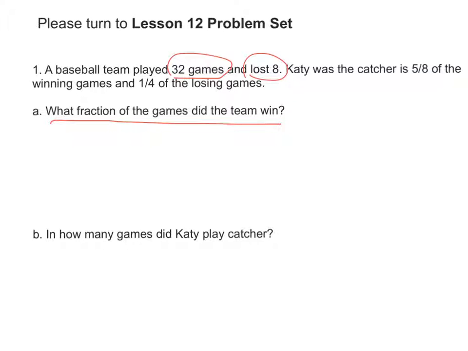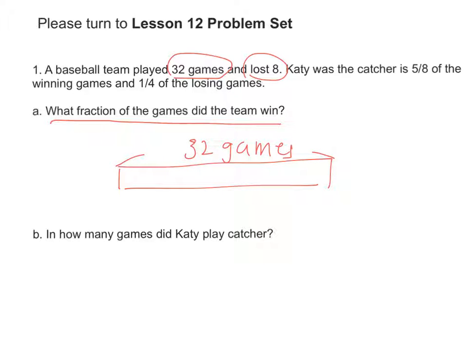Okay, the next part is to draw. So let's draw a piece of tape. And what does that piece of tape represent? Yeah, all the games they played, which is how many? 32 games, okay. And if they lost 8, let's mark that off. These are the ones they lost, and these are the ones they won. So let's label that 8.